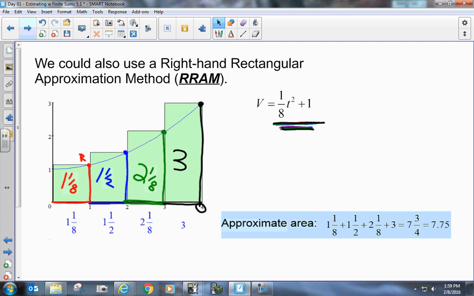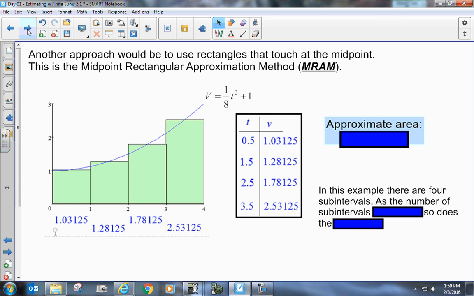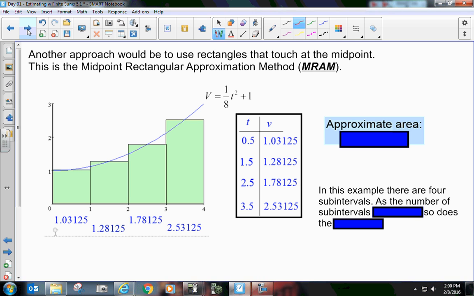Kind of. We're going to get there. All right, I'll wait. Now, the middle. The MRAM. You're going to use the midpoint, which means I am not going to use my 0, which is my left. I'm not going to use my 1, which is my right. I'm going to use the middle, which is 0.5, right? That point. That's going to give me the area.